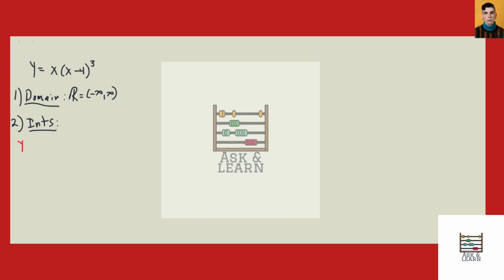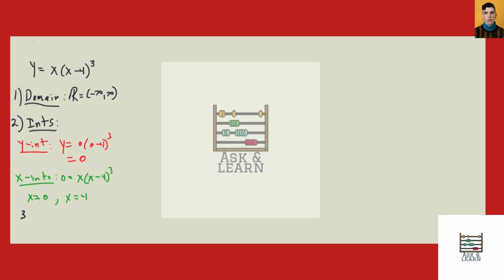So our y-intercept is going to be when x is equal to 0. So we're going to have y is equal to 0 times (0 minus 4) cubed, and that's just 0. Our x-intercepts are going to be when y is equal to 0. So we're going to have 0 is equal to, actually let me go ahead and write this up here, 0 is equal to x times (x minus 4) cubed, and we can use the zero product property to get that x is equal to 0 and x is equal to 4.